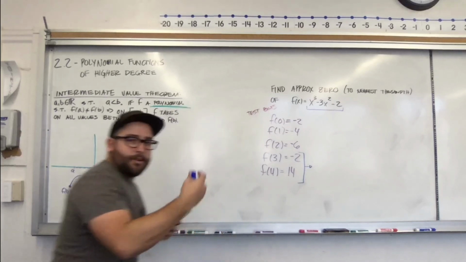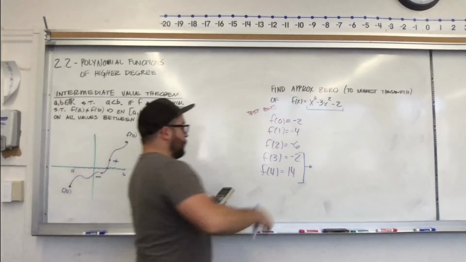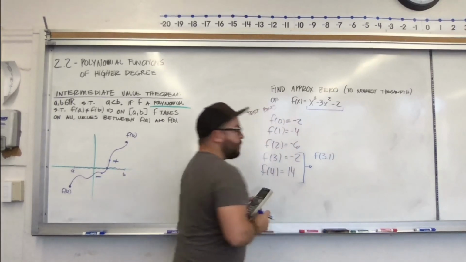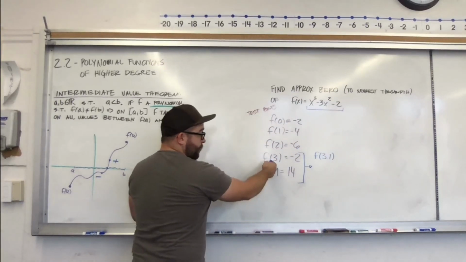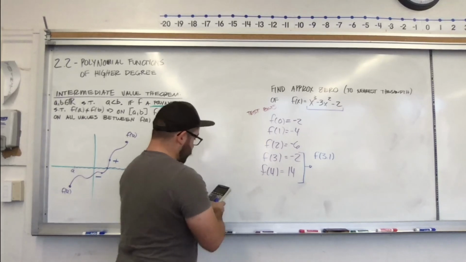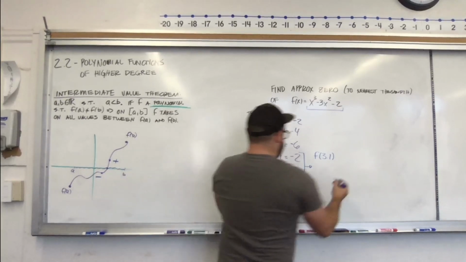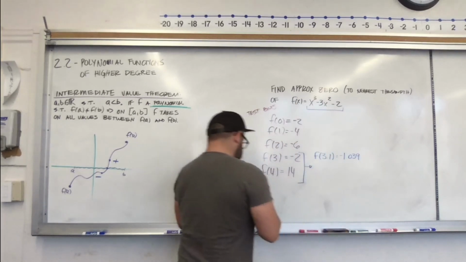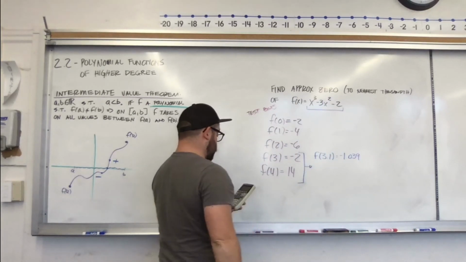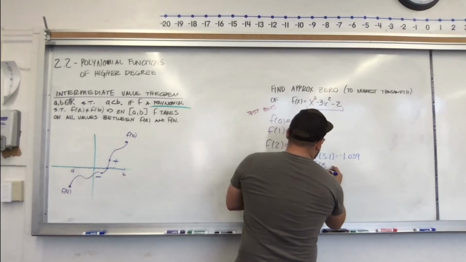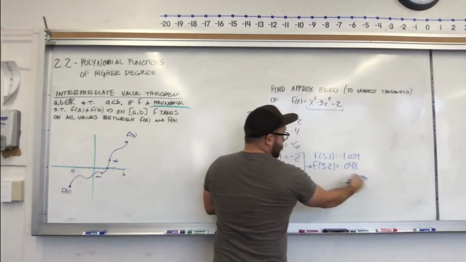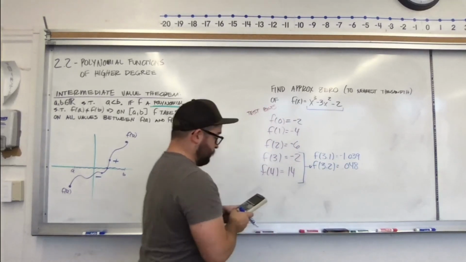So we're going to get a little more detailed. Let's look at, say, f of 3.1. We'll start at 3, somewhere between 3 and 4. So 3.1, I get negative 1.039. Okay, maybe we can get something closer to 0. Ooh, f of 3.2, I get 0.048. That's a lot closer to 0. Nice.